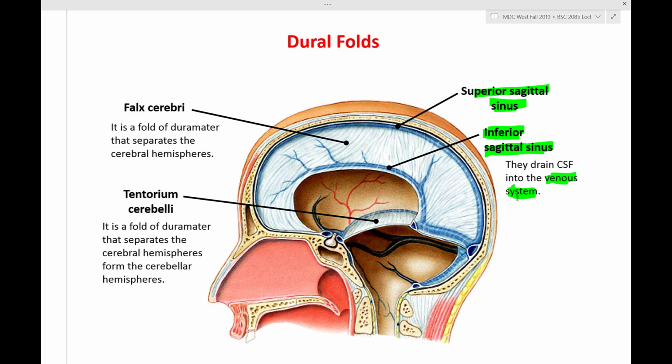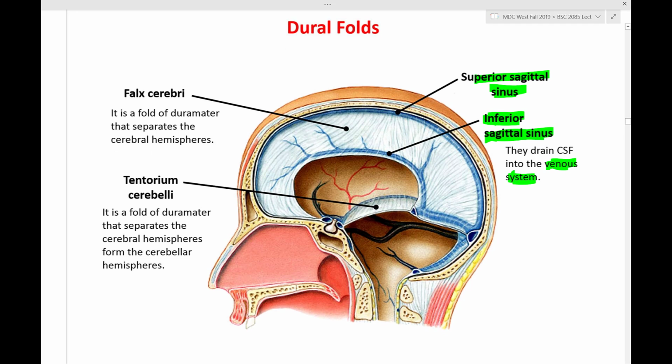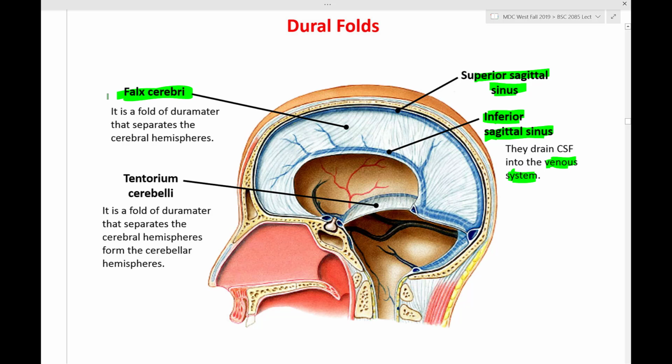Now, what is the falx cerebri? It's a fibrous tissue which is part of your dura mater. When you took the dura mater out of the brain while dissecting it, that dura mater had a little indentation in the middle, and that is known as the falx cerebri. That allows for a separation of both hemispheres, the right and the left.